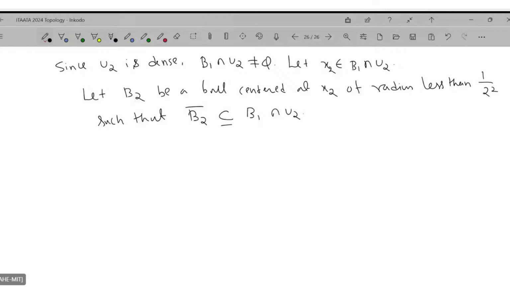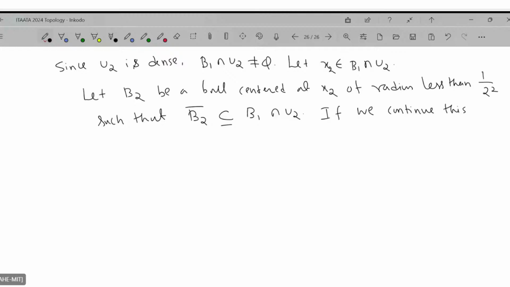So we'll proceed in this way. Next, V2 will intersect U3, and we'll go one by one in this way. So we generate a sequence of numbers, which is inside a ball. You see that it's inside a ball. This will become a Cauchy sequence.